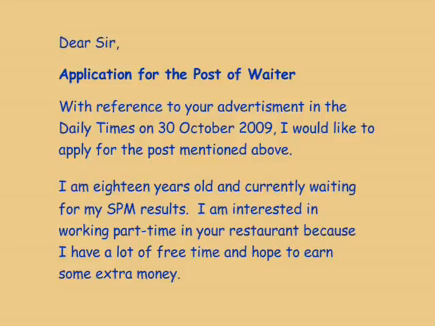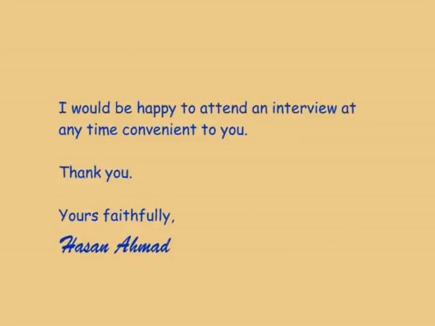After that comes the contents of the letter. Hassan mentions where he saw the advertisement, followed by his age and what he is doing now. Then he talks about his reason for writing the letter, which is to apply for the post of waiter. And finally, he says he is ready for an interview at any time. He finishes his letter with a thank you, followed by yours truly. And he signs off with his name and signature.